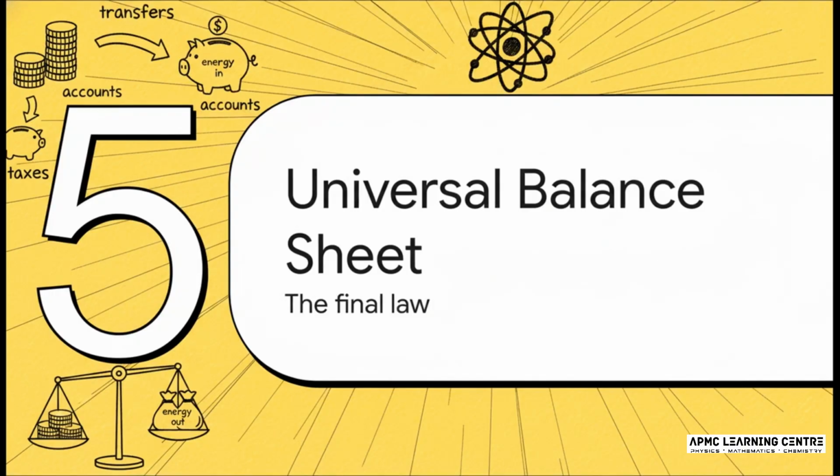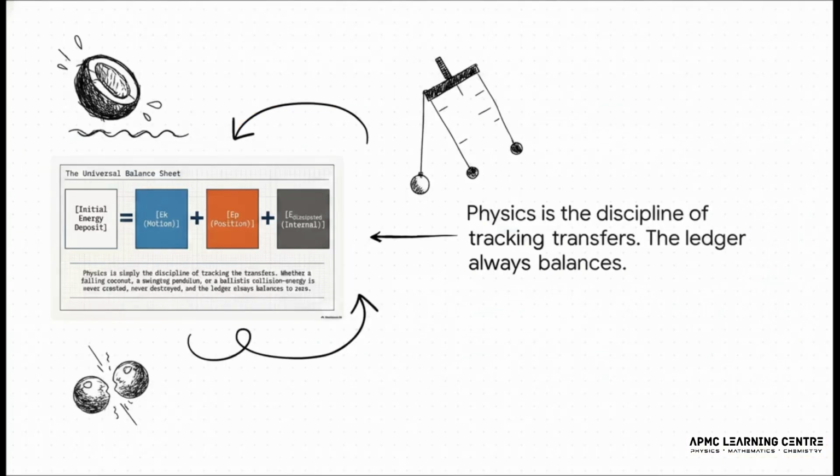So what's the ultimate point of all this? These transfers, these accounts, these taxes, they all operate under one of the most fundamental, rock-solid laws in the entire universe. And this is it. This is the final ledger. And it always boils down to one simple equation. The total energy you put in has to equal the useful energy you get out, plus all the so-called wasted energy. Always. It doesn't matter if you're talking about a fallen coconut or a super complex engine. At the end of the day, physics is really just the job of tracking these transfers.